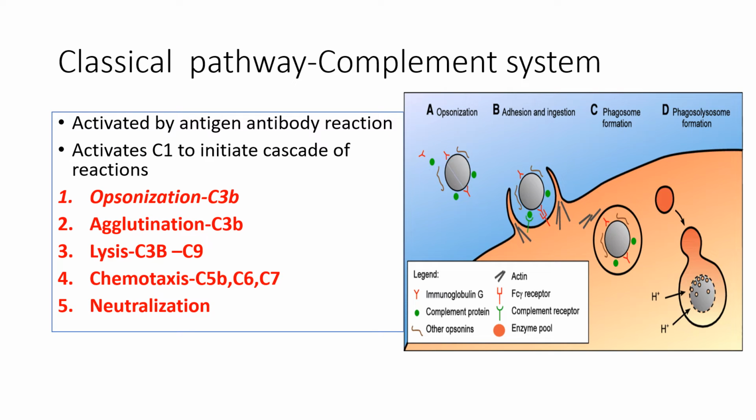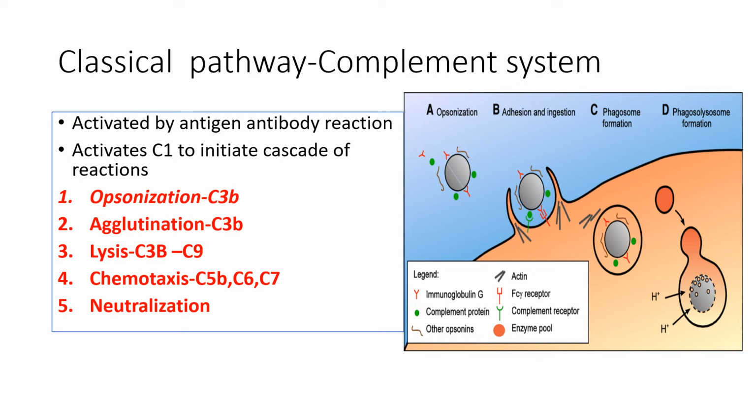The classical pathway involves the activation of the antigen-antibody complex. This complex, C1, activates C2 and C3, and finally C3 will lead to a series of cascading events leading to the inflammatory process and cell lysis. So the cell lysis can be done by, one, opsonization, agglutination, then membrane attack complex leading to formation of pores within the cells, then chemotaxis and neutralization.